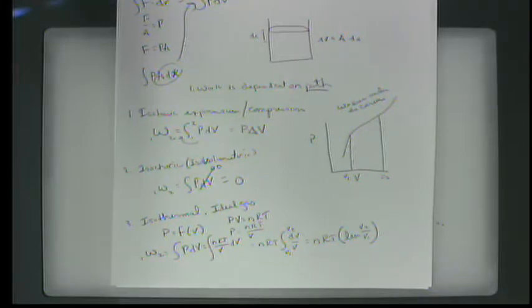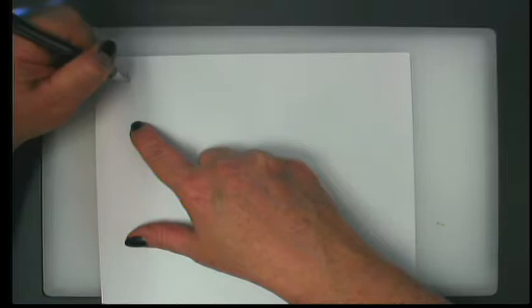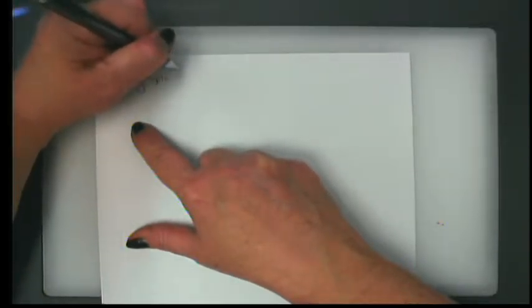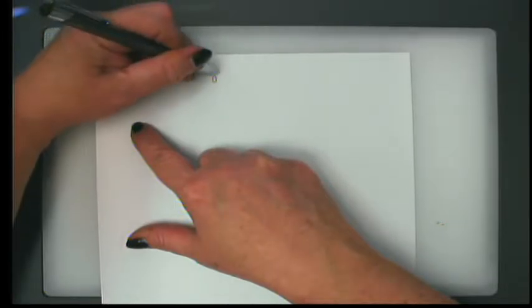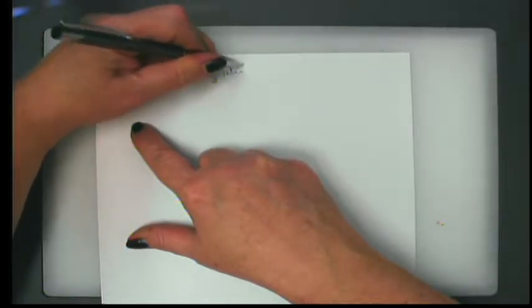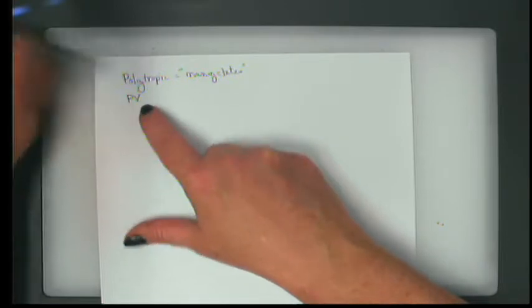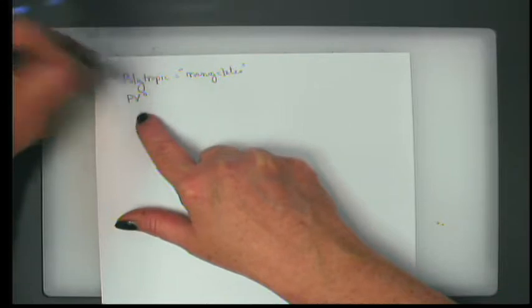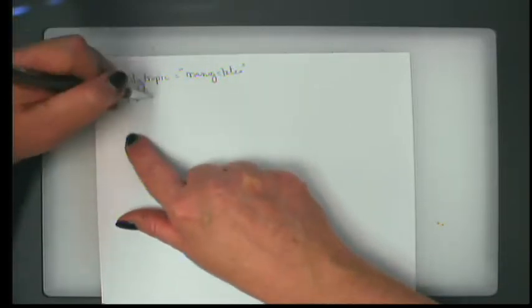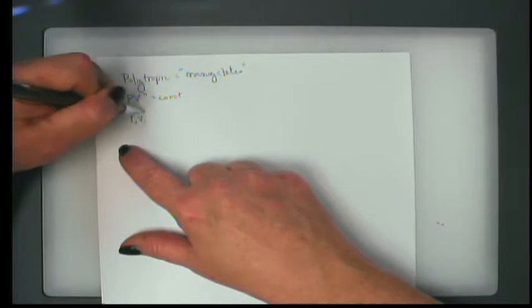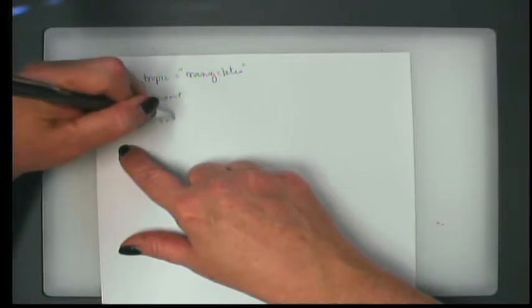And the last case that we're going to examine today is the boundary work for something called a polytropic process. Polytropic just means many states. But a polytropic process that we're interested in is one where P times V is not a constant, but PV raised to some number, just the V raised to some number, is a constant. Or in other words, P1 V1 to the N is equal to P2 V2 to the N.